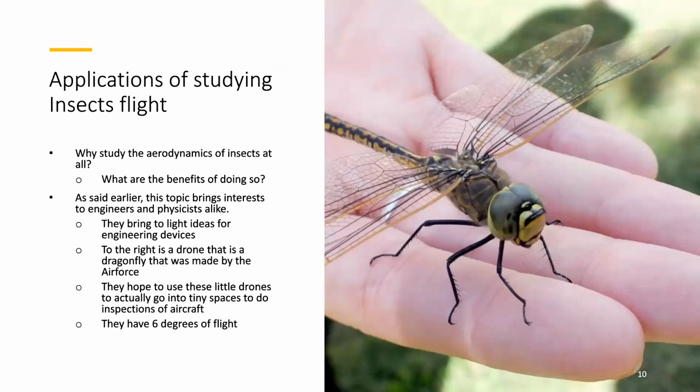Now, you may be wondering, why are we doing this? What are the applications of studying insect flight? What are the benefits of doing all this? As said earlier, this topic brings interest to engineers and physicists alike. They bring to light ideas for engineering devices. Right here to the right was a drone that was invented by the Air Force. Now, you may be wondering, oh, this is just a normal dragonfly. In reality, it's not. It's actually a drone prototype that was able to go into tiny spaces to do inspections of aircraft. The Air Force is hoping to find various applications with these insect drones and to further the aerospace industry.